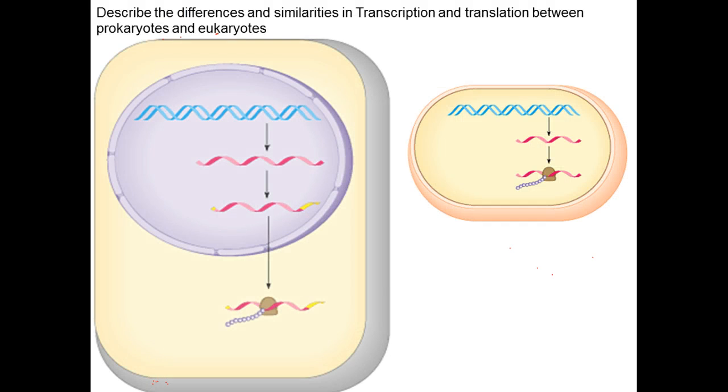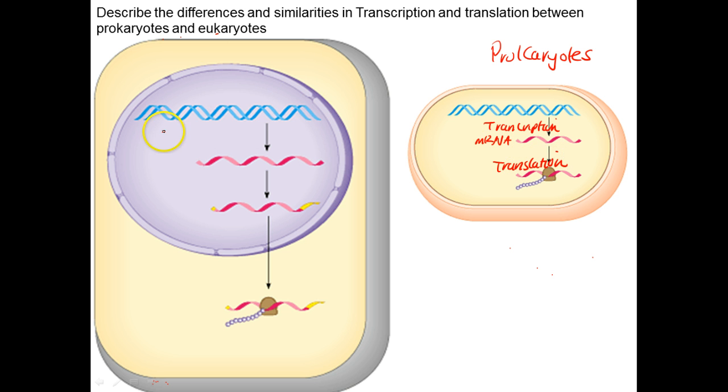Also, there are key differences in transcription and translation between prokaryotes and eukaryotes. If you remember what a prokaryote is, this is a prokaryote. Most prokaryotes are bacteria. They do not have a nucleus. So spatially, the DNA is not separated from the ribosome. As soon as you go from DNA to mRNA, transcription, translation can happen at the same time. So here's translation. It's not spatially separated.